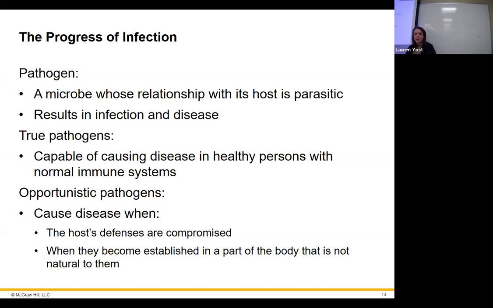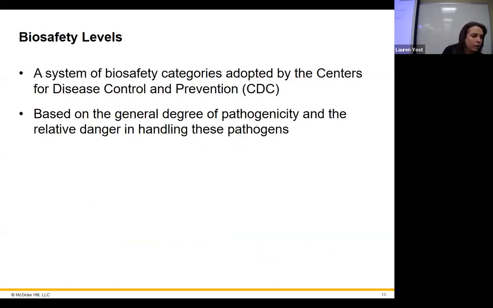So it needs to meet a certain qualification in order to cause disease. A lowered immune system is one of those, right? So that would be an opportunistic infection. So yeah, it says here, defenses are compromised or they're not in their natural location. So that's opportunistic pathogens. They take the opportunity if it is there, right? The true pathogens are truly going to cause disease in everybody.